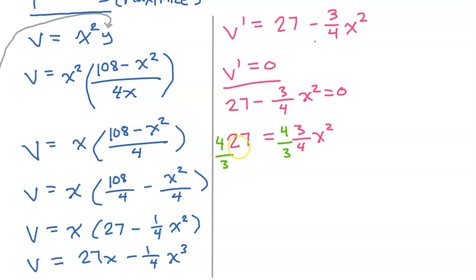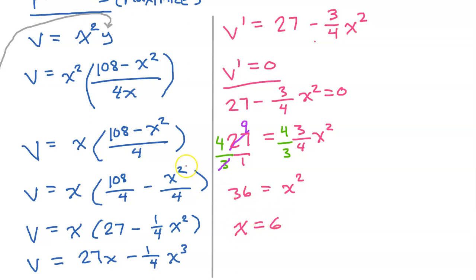When I do 4 over 3 times 27 over 1, I don't feel like multiplying 4 times 27. Instead, how about we divide the 3 into the 27. So 3 goes into 27 9 times. So what I really have on the left now is 4 times 9. So that is 36. So I now have 36 is equal to x squared. Taking the square root of both sides, I get x is equal to 6.